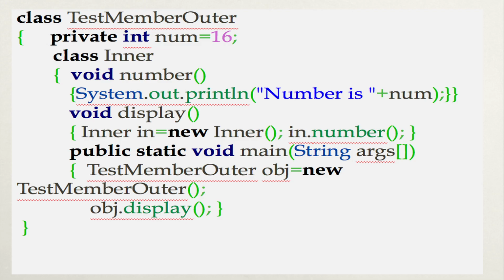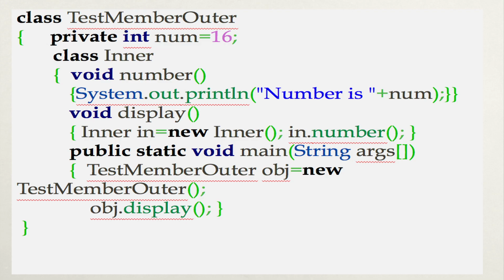And see the public static void main(String[] args), so it will execute from void main. Inside void main, first of all we have defined the object of TestMemberOuter. So this is the outer class object, obj = new TestMemberOuter(). So obj is the object of the outer class, and as we will execute the display function, we will write obj.display(). You can see here the void display function, it will execute.